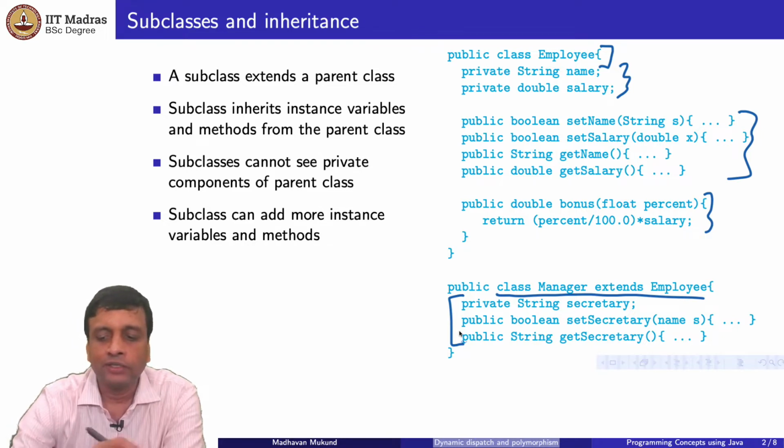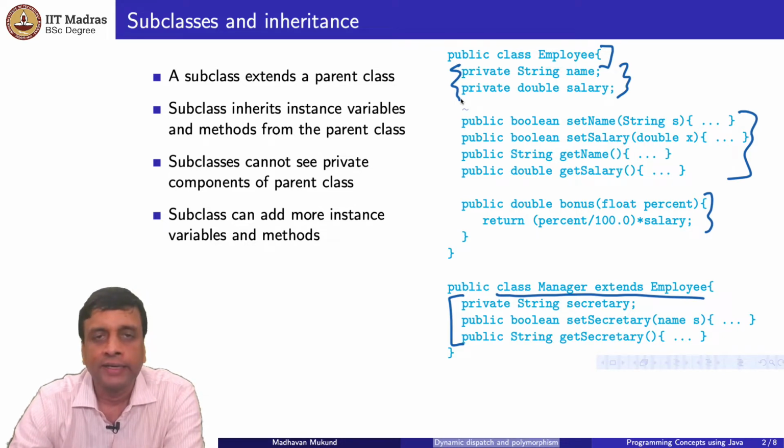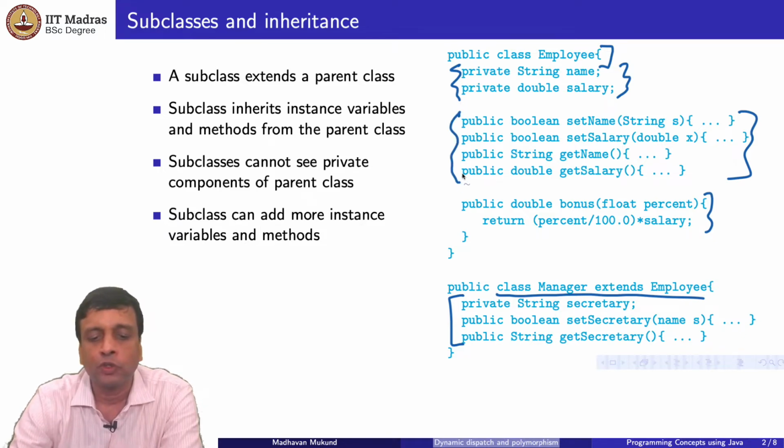The other thing we said was that these private components of the parent class are not visible to the subclass, because in general the subclass may be used or implemented by somebody different from the person who created the parent class. So the only way that the child class can get access to these is through the public methods. You can use these methods, of course, but also at the time of constructing you can use a super method to call the constructor of the parent class.